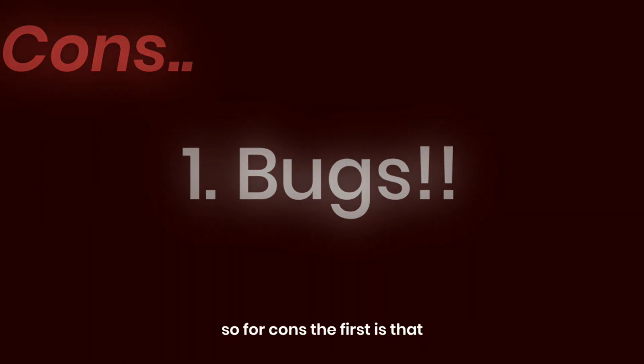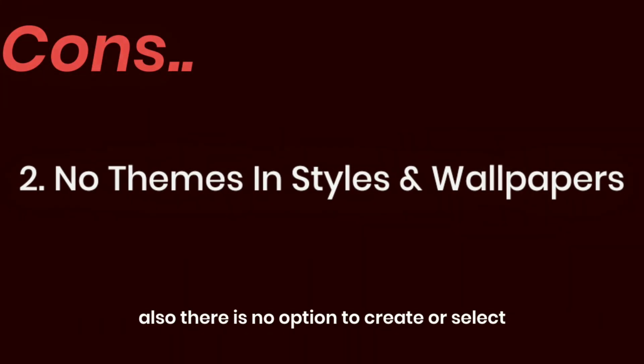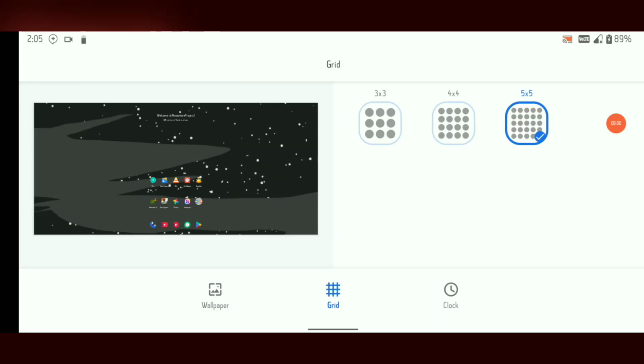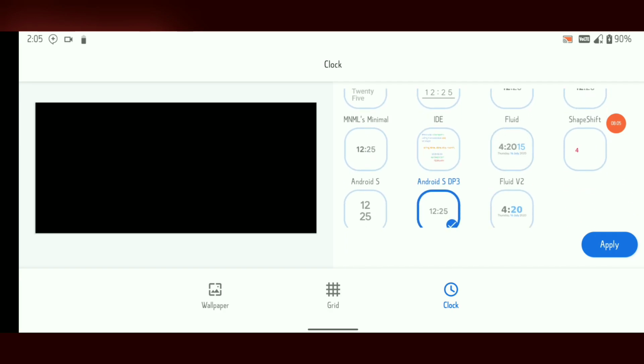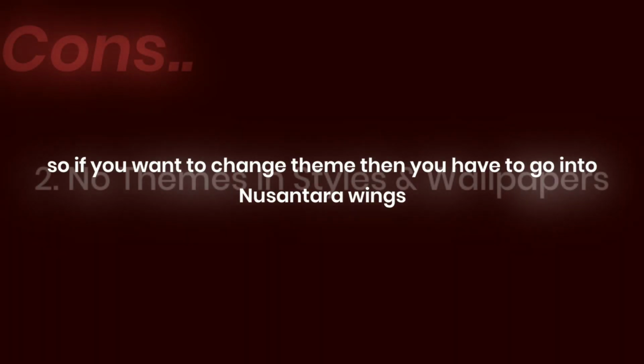So for cons, the first thing is bugs, and the bugs are very annoying in this build as they are major ones. I will tell more about bugs after pros and cons. Also, there is no option to create or select themes from styles and wallpapers. You can just change wallpaper, grid and clock styles. So if you want to change the theme, then you have to go into Nusantara Wing and then Themes.